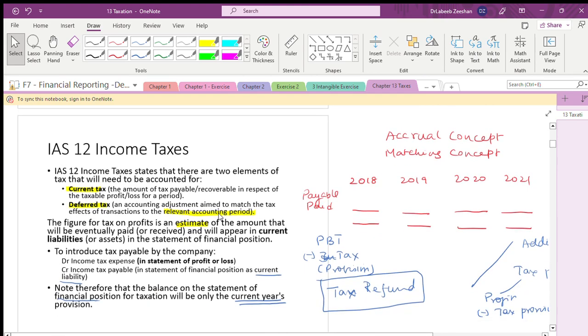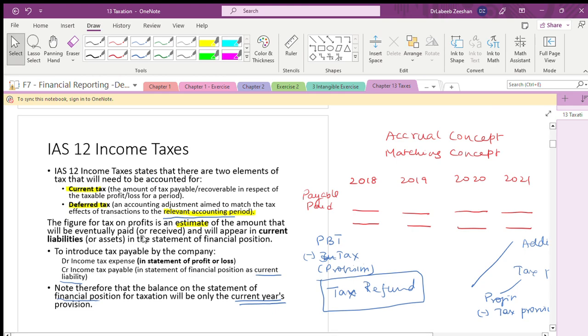A quick revision, a quick recap. Please go through this. Current tax is how much you are going to pay in the current period. Deferred tax is an accounting adjustment aimed at matching the tax effects of transactions to the relevant accounting period. I'm using a different ink to help you understand. So you will have two things: one is current tax and one is deferred tax.